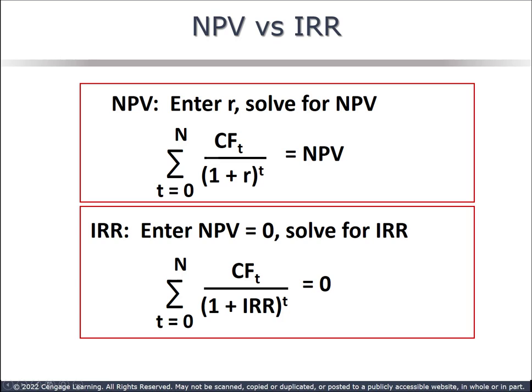Looking at the NPV and IRR formulas together. With NPV, we solve for a dollar amount. With IRR, we're solving for the root of a polynomial of degree n.